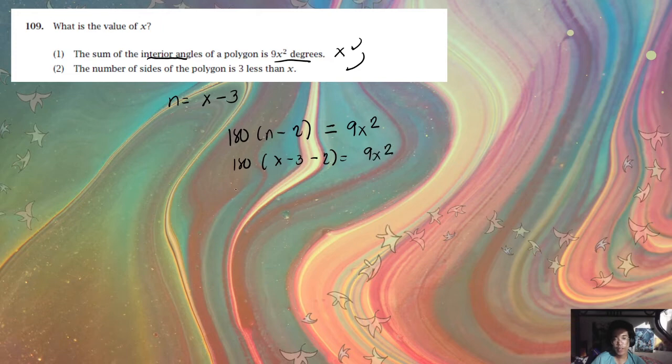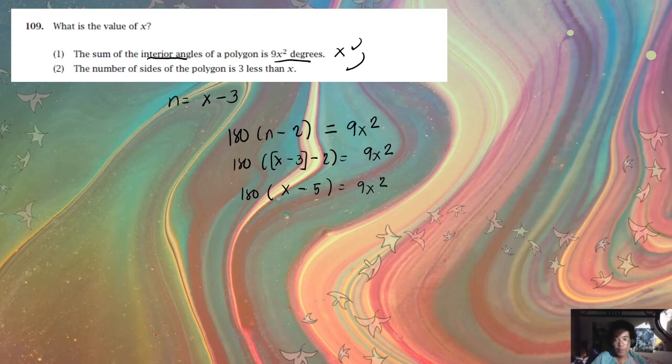Therefore, we can say that 180 times x, okay, negative 3 minus 2 is equal to negative 5. Just to check, negative 3 minus 2. Okay, so that should give us negative 5. But since this is quantity x minus 3 minus 2, this is going to give us, okay, x minus 5, right? 180 times x minus 5 is equal to 9x squared.